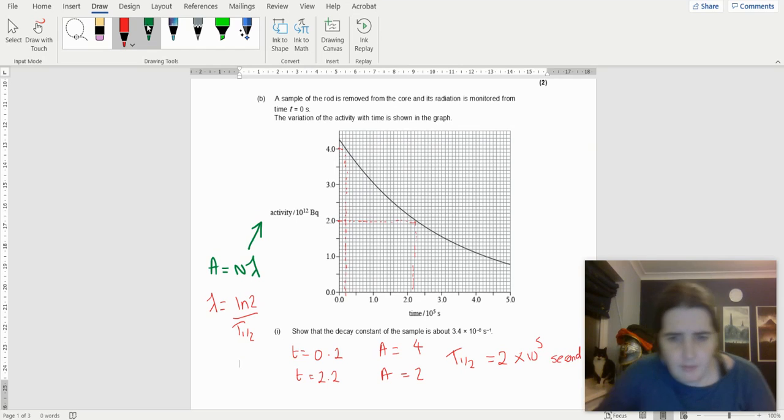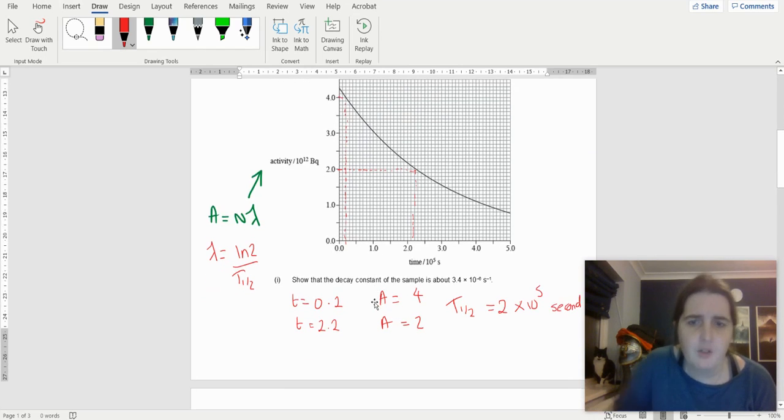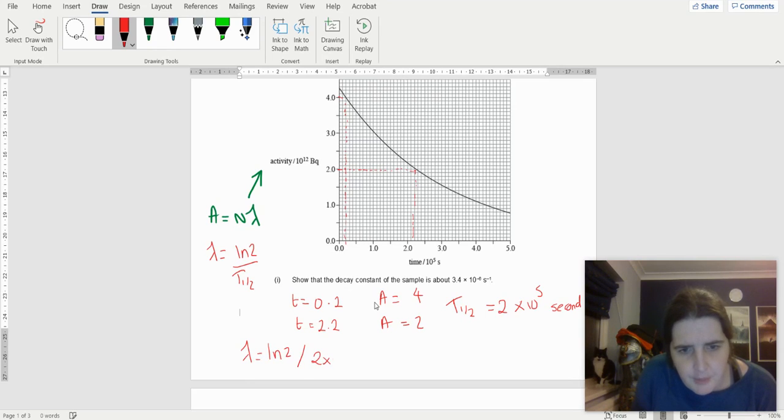So let's actually use this information. I've got my half-life here. So I'm going to do decay constant equals ln2 over 2 times 10 to the 5. I'm going to bung that into my calculator.